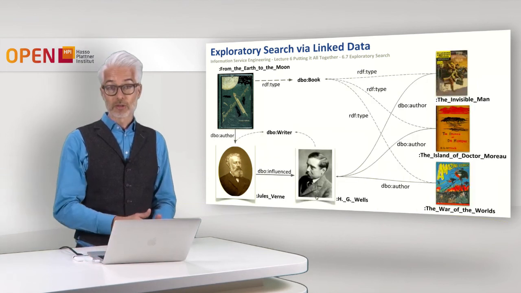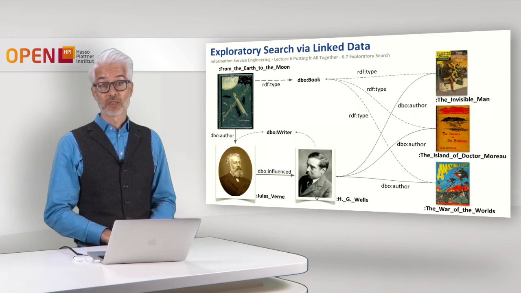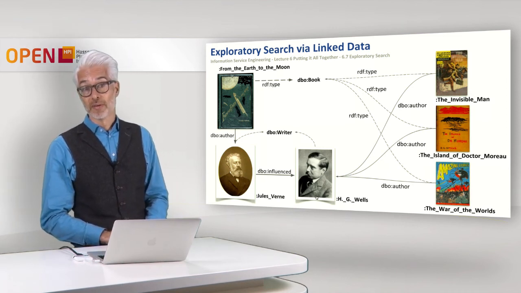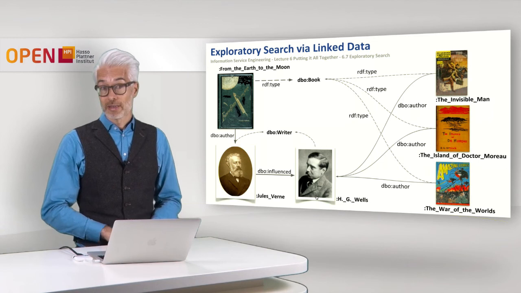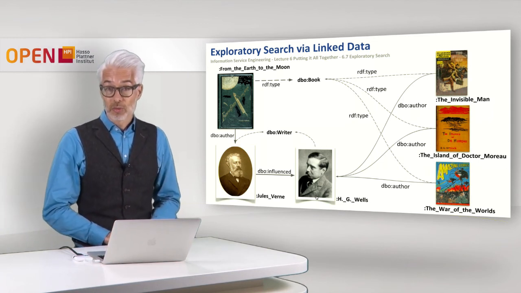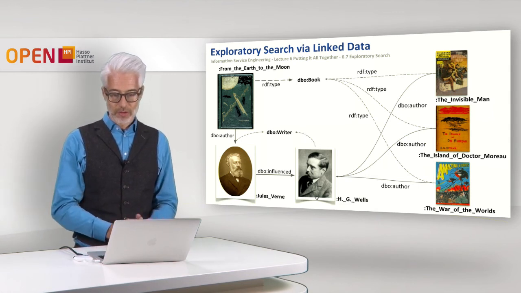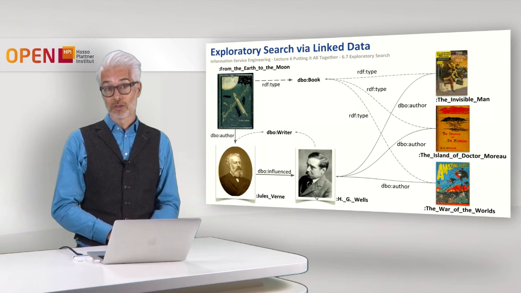Then, of course, we go one step further. We are looking for a related author. So, for example, H.G. Wells, who has been influenced by Jules Verne. And then we are looking for the books, again of the same type, of H.G. Wells. And then probably you will get the recommendation The Invisible Man, or The Island of Dr. Moreau, or The War of the Worlds, which then would suit you.